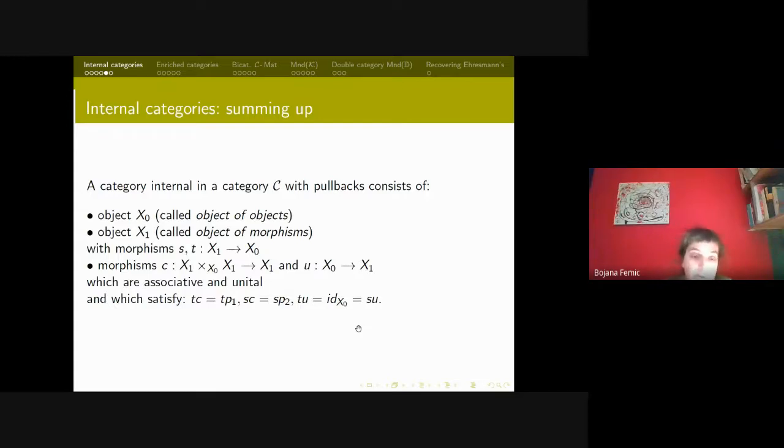We saw when we defined double categories in the last class that they were internal in the category C, which was Cat1, the category of categories. And then we had this similar thing but applied to this category.